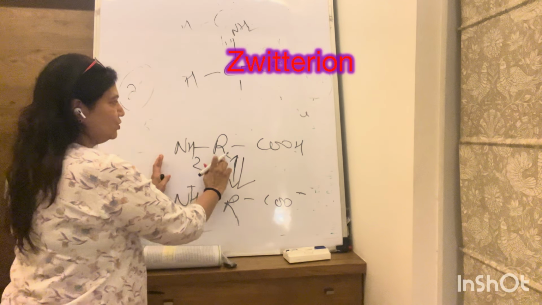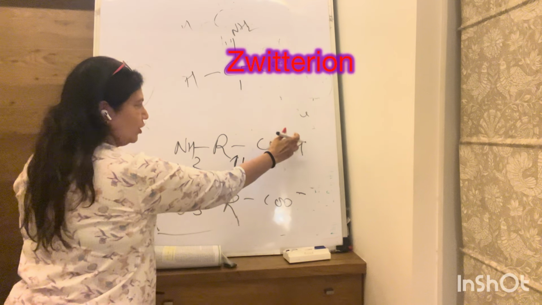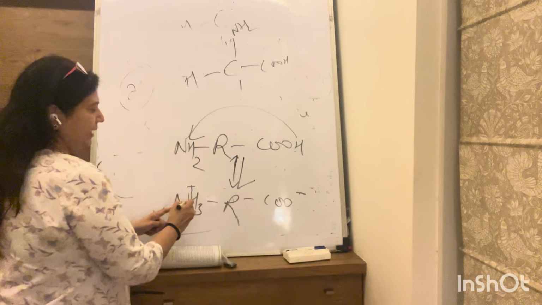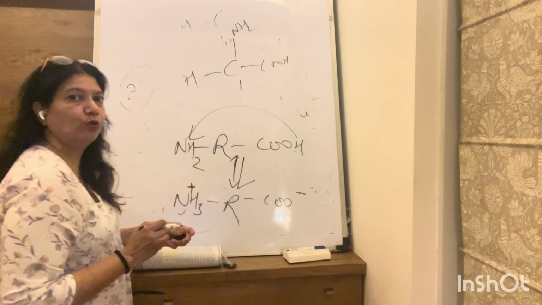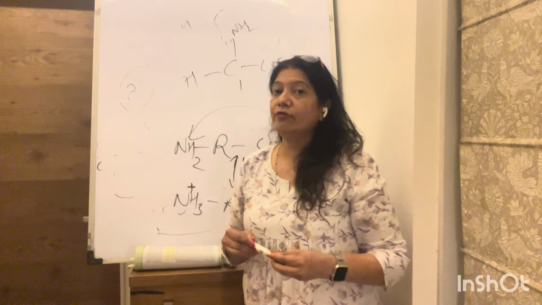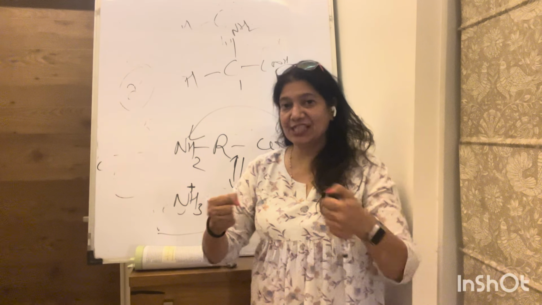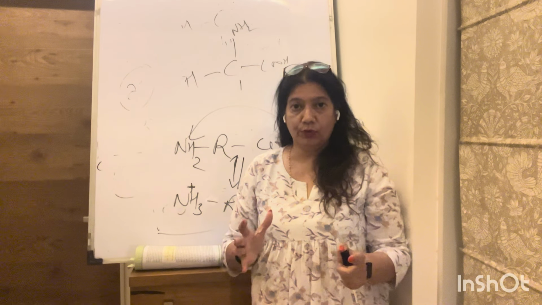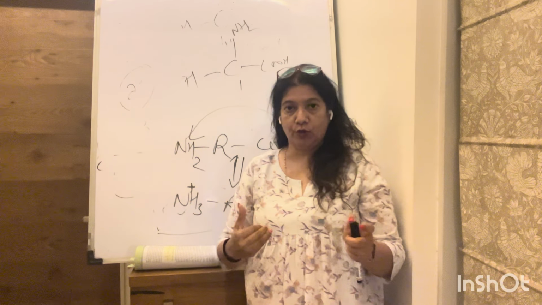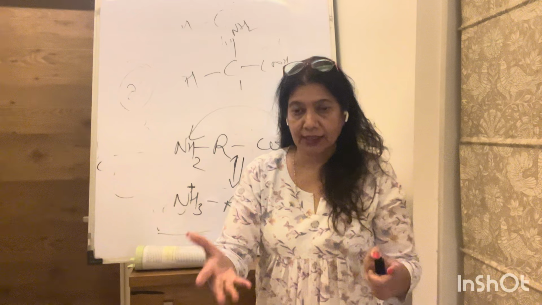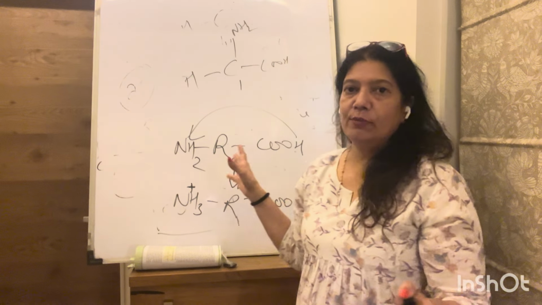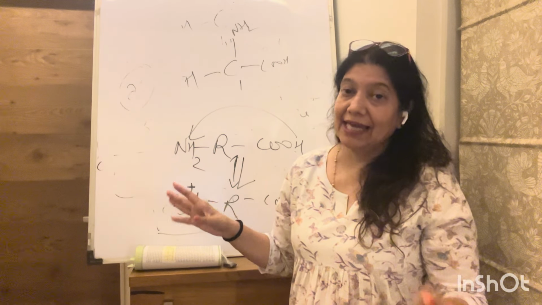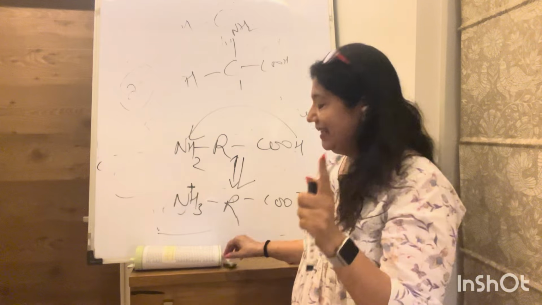It can exist as NH2 R COOH, or the proton can get transferred here and it can become NH3 plus and COO minus. This kind of amino acid can exist in zwitterion form. So they can either gain protons or lose protons. When a compound can give a proton as well as accept a proton, that form is referred to as a zwitterion. This is a characteristic feature which is found in amino acids.